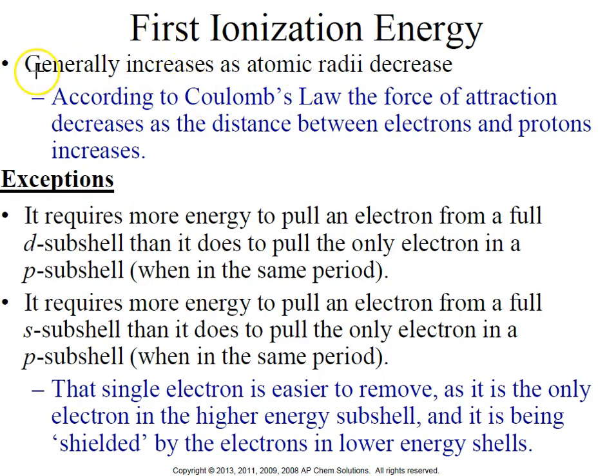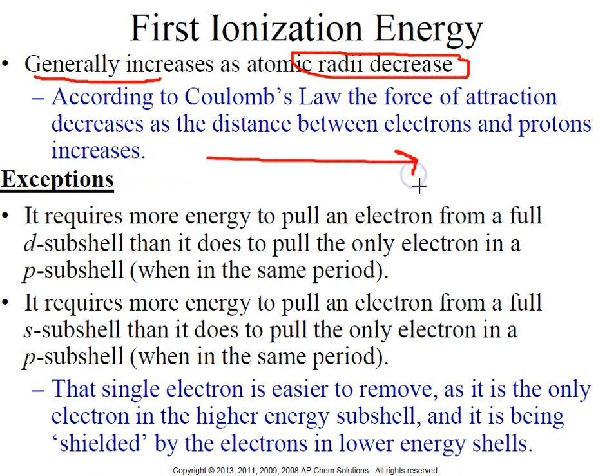So in general, the ionization energy increases as your radius decreases. Okay, in general. So it's opposite of the radius trend. As we go across, radius decreases, ionization energy increases. As we go down, radius increases, ionization energy decreases. Why? Because the force of attraction decreases as your distance increases, according to Coulomb's law. So if the particles are further apart, there's less attractive force, so it's easier to remove the electron. However, we see a few exceptions.